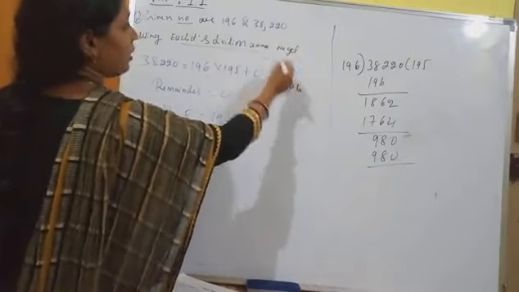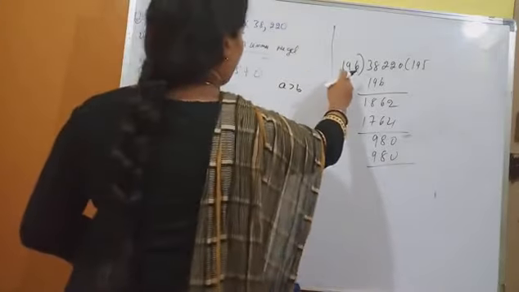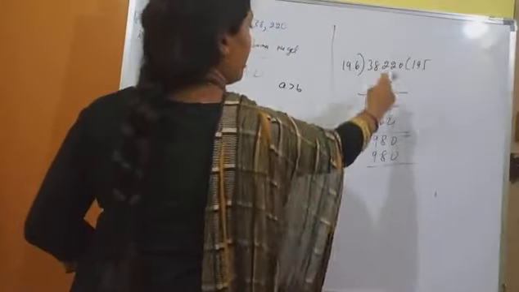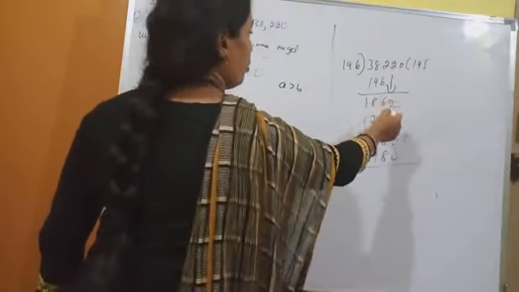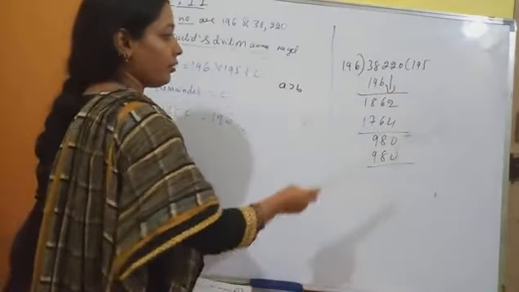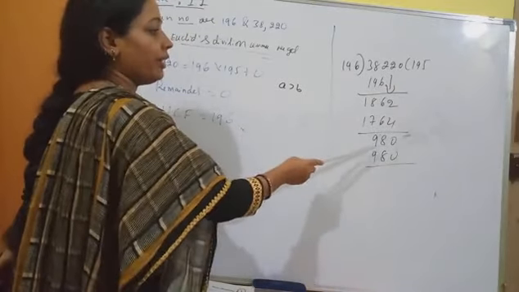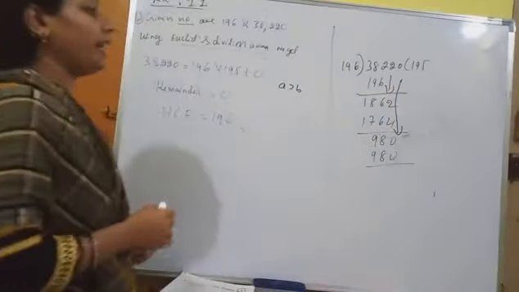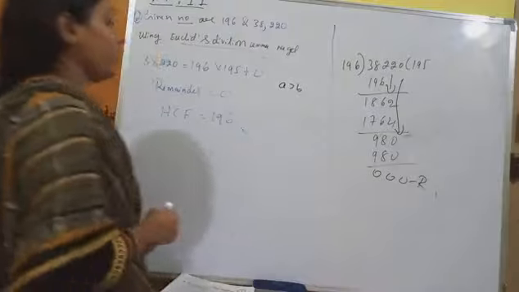Your A will be 38,220. So 38,220 is divided by 196. 196 ones are 196. If you subtract 196 from 382, you will get the number. The remainder will be 186. Again, 196 nines are 1764. We subtract 1764 from 1862 and we get 98. Again bring down 0, so 980. 196 fives are 980. The remainder will be 0.